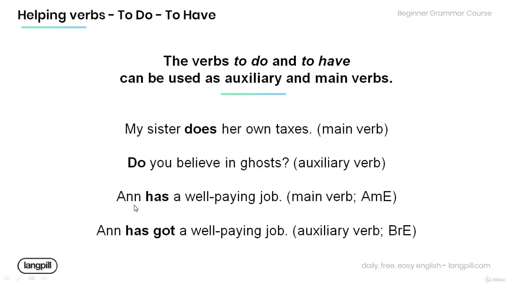And in this sentence, Anne has a well-paying job. The verb has is used as the main verb. Anne has got a well-paying job. Has got is the auxiliary verb.